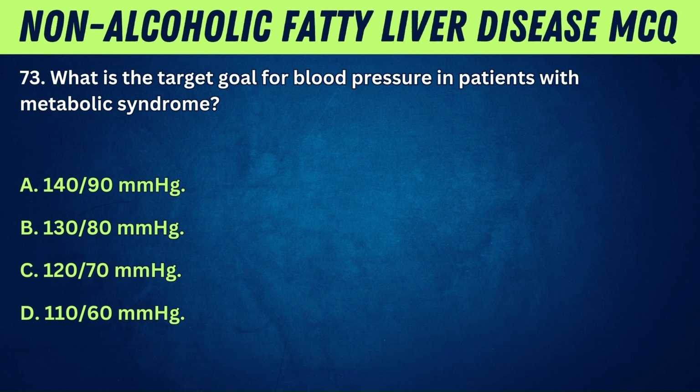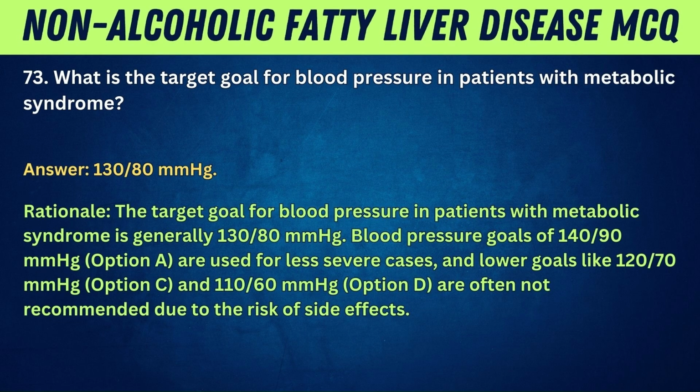73. What is the target goal for blood pressure in patients with metabolic syndrome? A. 140/90 mmHg. B. 130/80 mmHg. C. 120/70 mmHg. D. 110/60 mmHg. Answer: 130/80 mmHg. Rationale: the target goal for blood pressure in patients with metabolic syndrome is generally 130/80 mmHg.